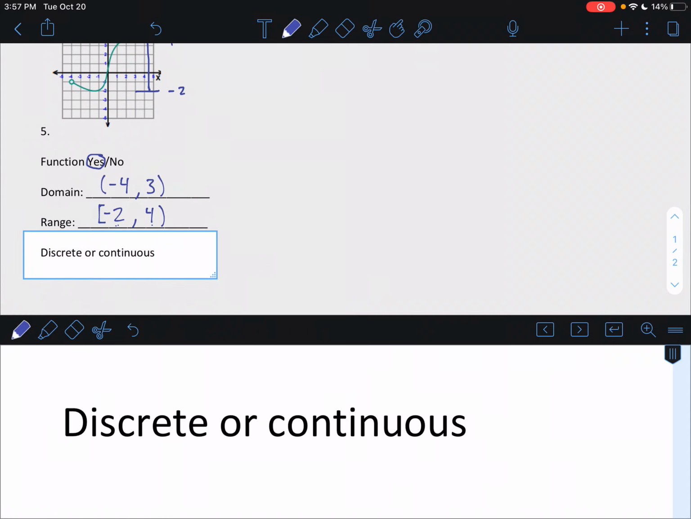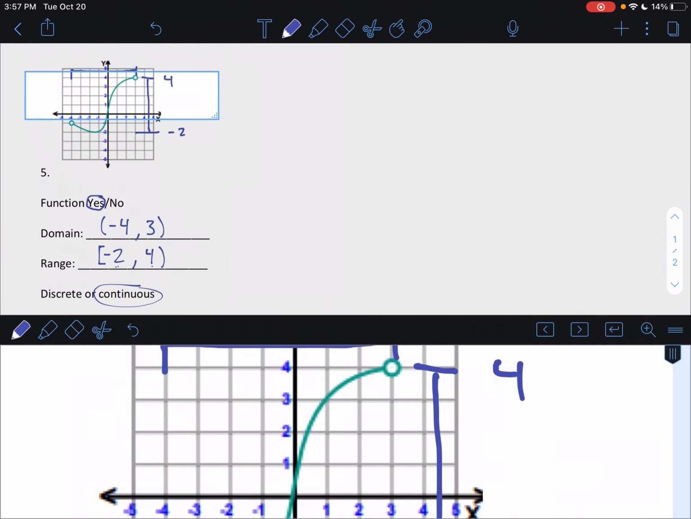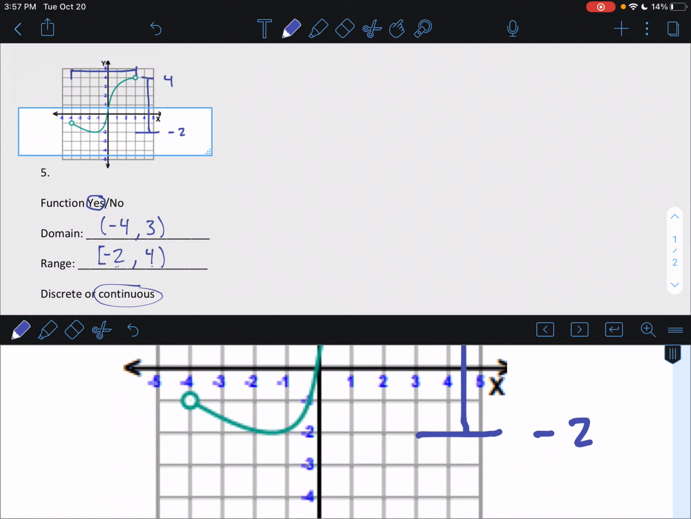And then finally, is this discrete or continuous? This is continuous because over this interval, there are no gaps. It just goes straight from -4 to 3 without stopping.